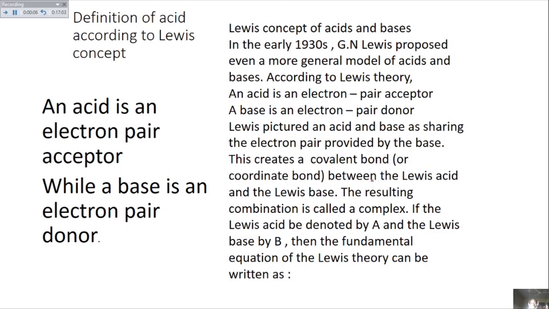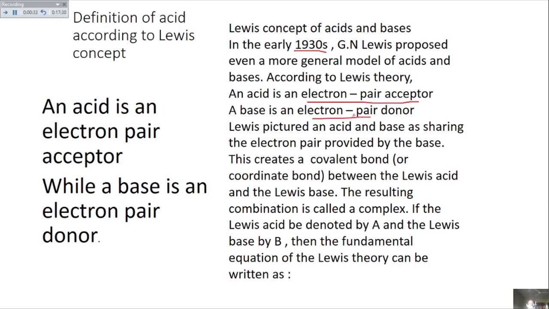Now let's quickly talk about this. The Lewis concept of acids and bases. In the early 1930s, G.N. Lewis proposed an even more general model of acids and bases. According to Lewis theory, an acid is an electron pair acceptor. We need to understand what we mean by electron pair acceptor. While a base is an electron pair donor.